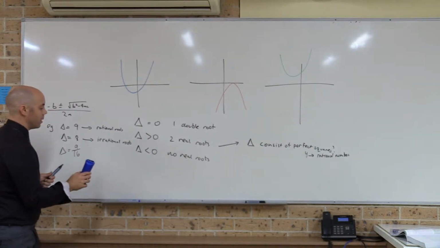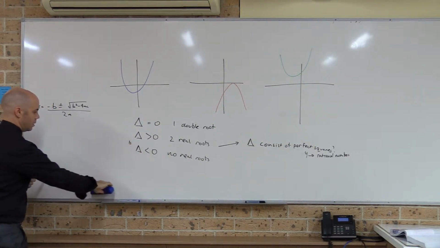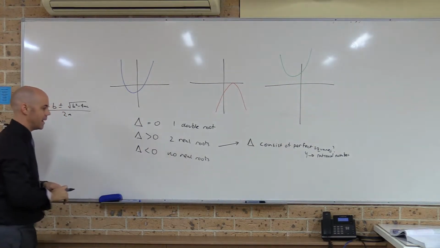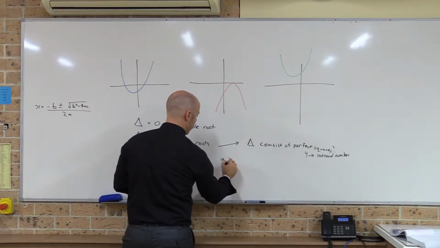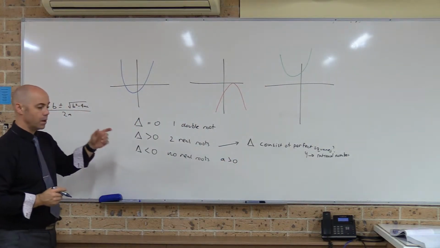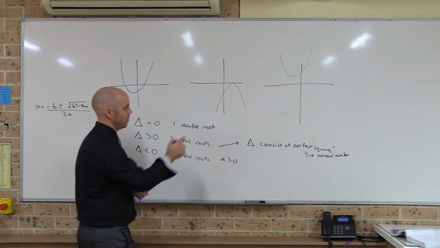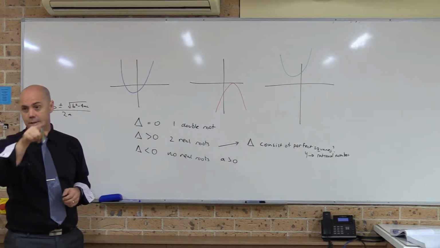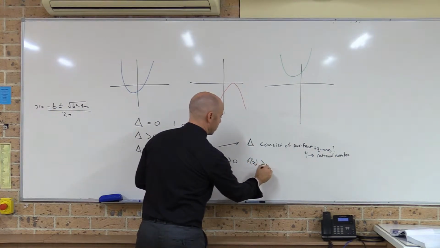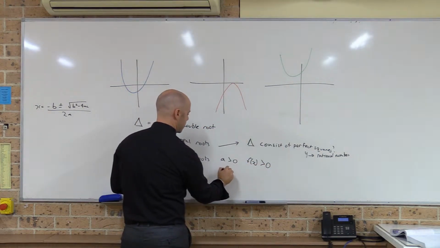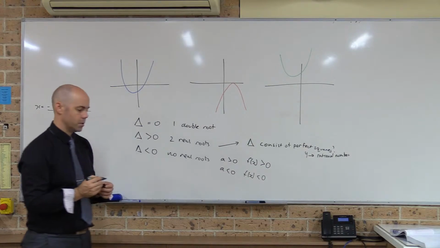The other thing we can say from our discriminant is in this case here where the discriminant is less than 0. If A is greater than 0, so if the x squared coefficient is positive, then it's going to be like that green one up there. It's going to sit all above the x-axis. The function itself is always going to be greater than 0. And if A is less than 0, the function itself is going to be less than 0 as well.